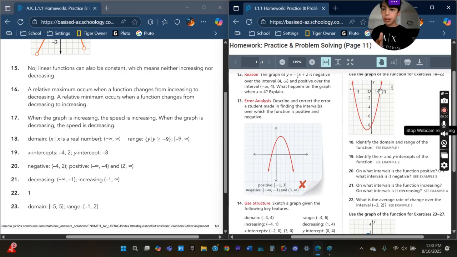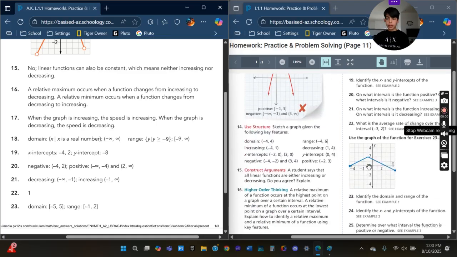So it would be 0 minus -5, which is just 0 plus 5, over B minus A. So it's just 2 minus -3, which is just 2 plus 3, which is 5. So it would be 5 over 5, which is 1. So the answer for 22 is just 1.